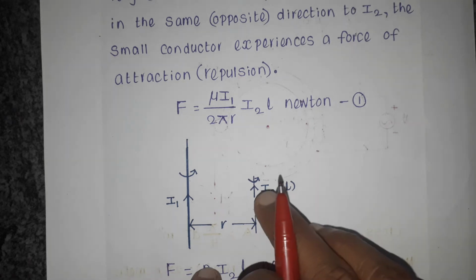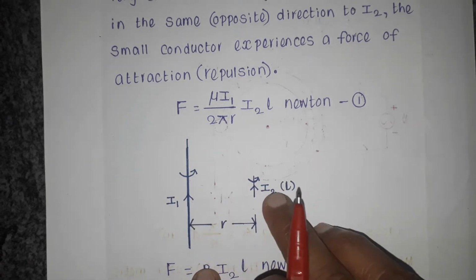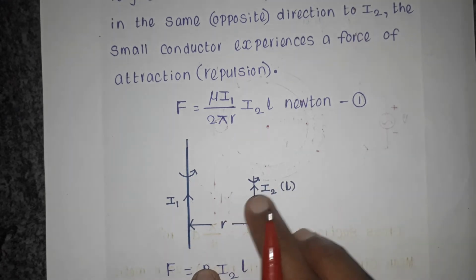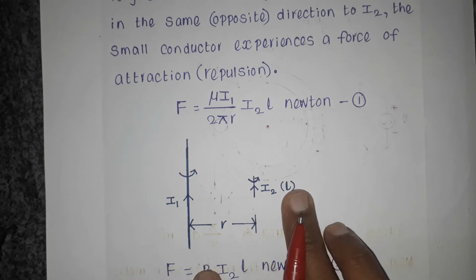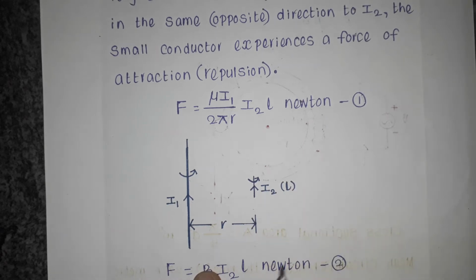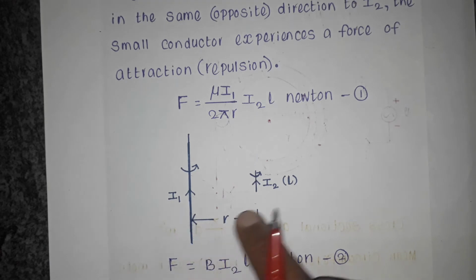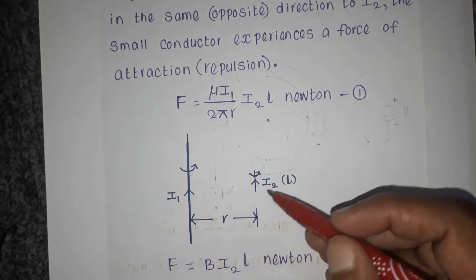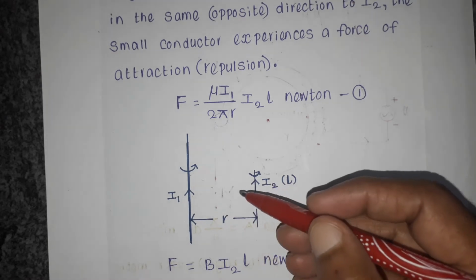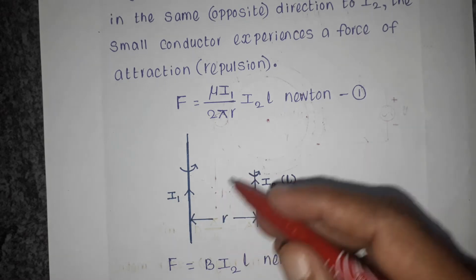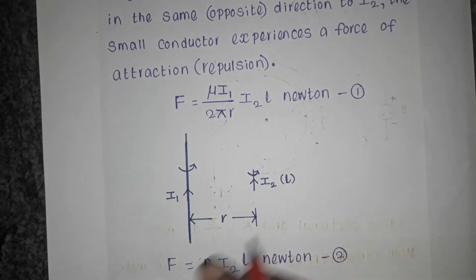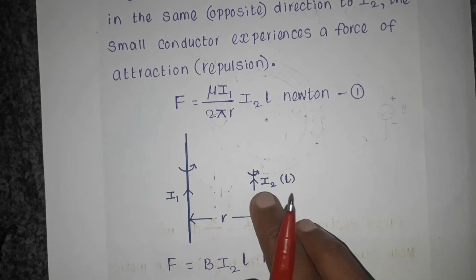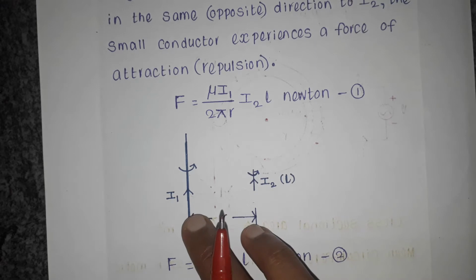Because of I2, which is in the same direction as I1, flux on the left side of this small conductor comes out of the board, and towards the right side of the conductor, flux goes into the board. So net flux in between the conductors: because of I1, flux is going into the board, and because of I2, flux is coming out of the board. So net flux decreases in between the conductors. That's why this small conductor, whose length is L, experiences a force of attraction.